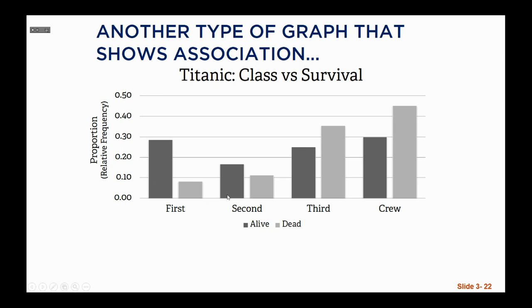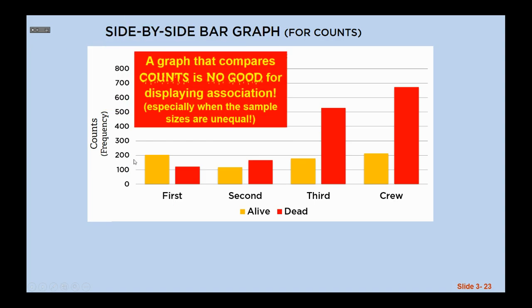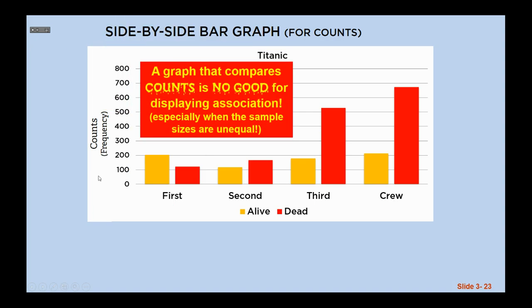We could also have done comparative bar graphs where we have both alive and dead in the same relative frequency, but we don't want to do counts, not when we're trying to compare. Okay, here counts, no good. Don't do counts, not frequency.